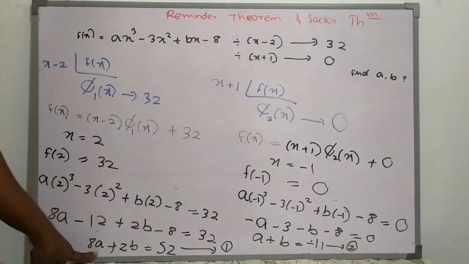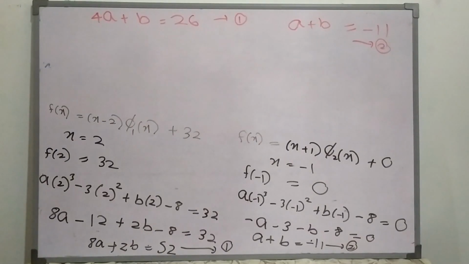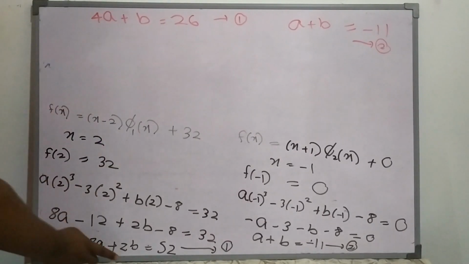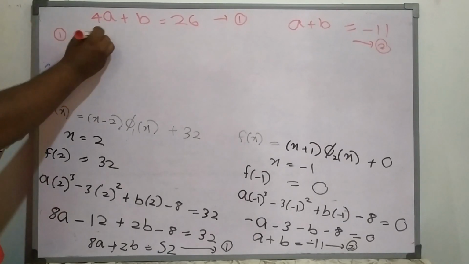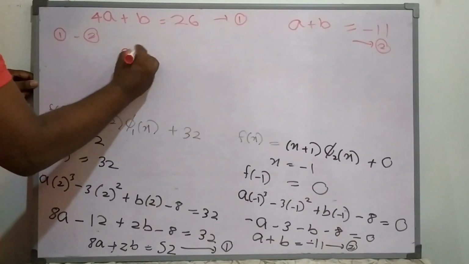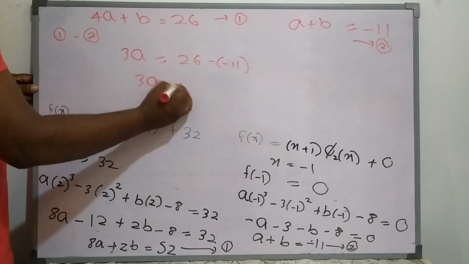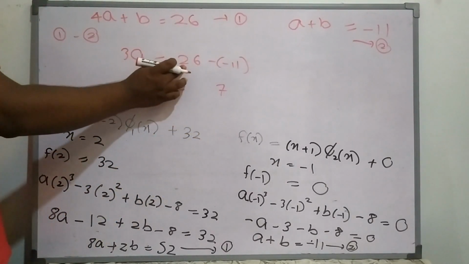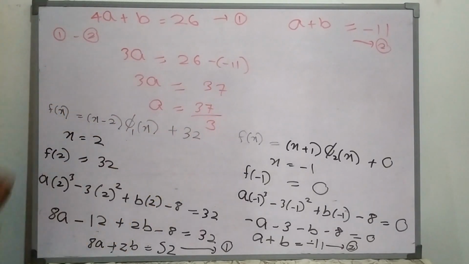This is my first equation: 8a plus 2b equals 52. These are the equations that we have. I am just dividing by 2, right? 8a becomes 4a, 2b becomes b, 26. And I am going to subtract 1 and 2. So this is 3a, 26 minus 11, 3a equals 37. A will become 37 over 3.